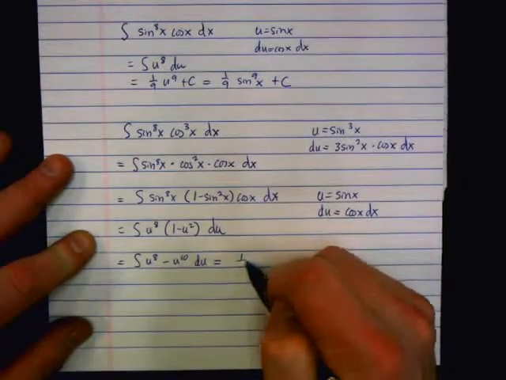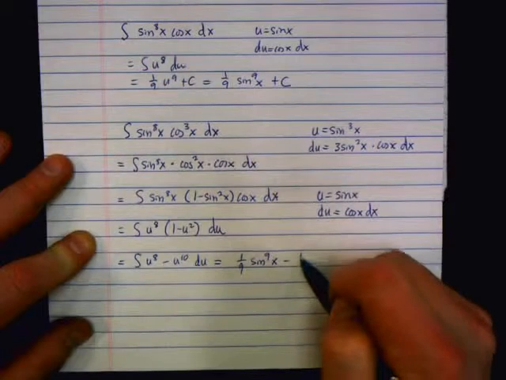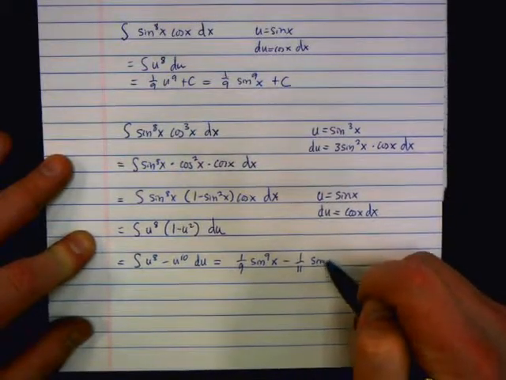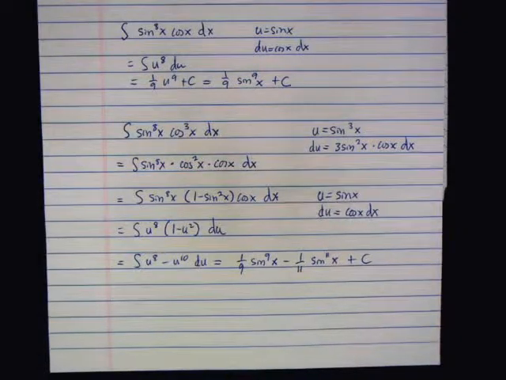Integrate them: 1/9 sine to the 9th x minus 1/11 sine to the 11th x plus c. So I went ahead and put my sines right back in as long as I was integrating. Simple enough to do it all in one step. Add 1 to my power, divide by my new power, plug my sines back in. Questions on that?